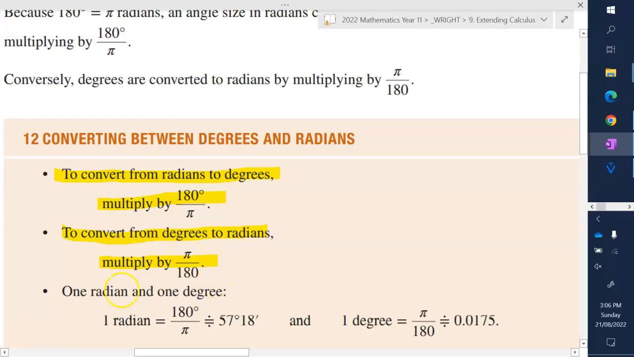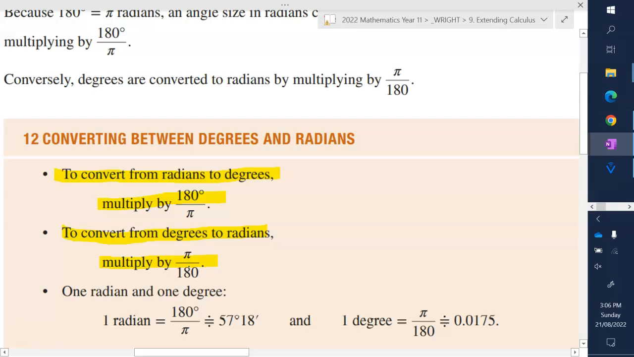And we can work out what 1 radian and 1 degree is if we like. So 1 radian is 180 degrees divided by pi, which is actually 57 degrees 18 minutes. And 1 degree is pi divided by 180, which is 0.0175. So we can easily work those out. These we can work out from these 2 bits here. So these are the bits that you need to remember, okay?